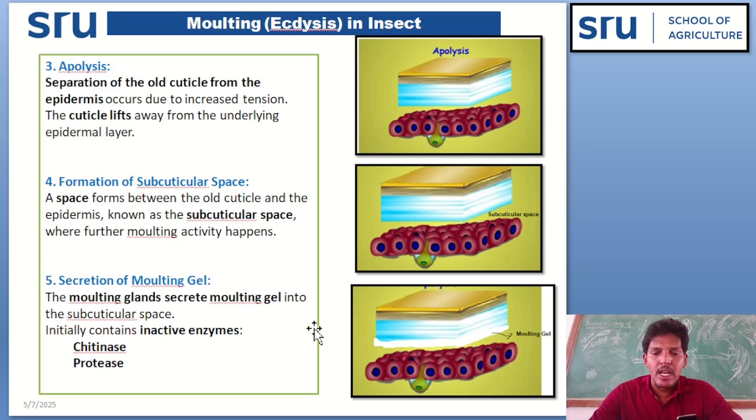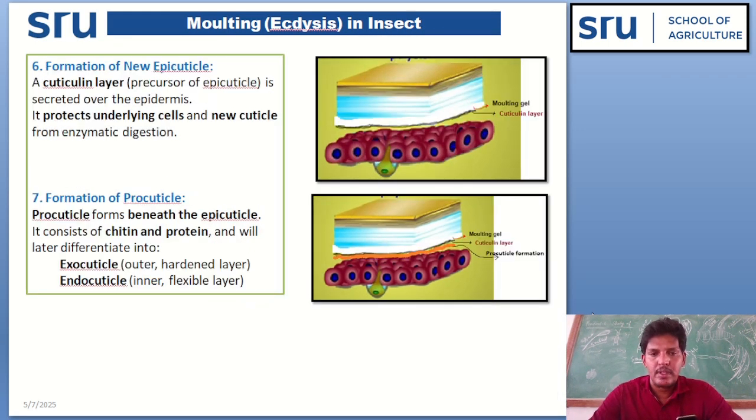Secretion of the molting gel. The molting gland of the epidermal layer secretes molting gel into the subcuticular space. Initially, it contains inactive enzymes, that is chitinase and protease. Formation of new epicuticle. A cuticulin layer, that is the precursor of epicuticle, is secreted over the epidermis, and this cuticulin protects the underlying cells and the new cuticle from enzymatic digestion.